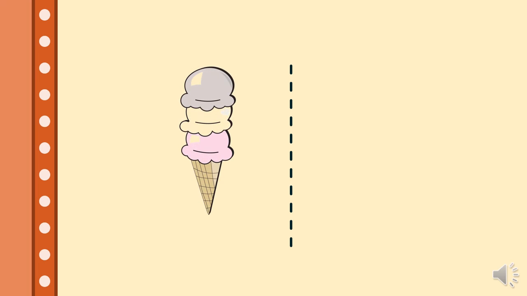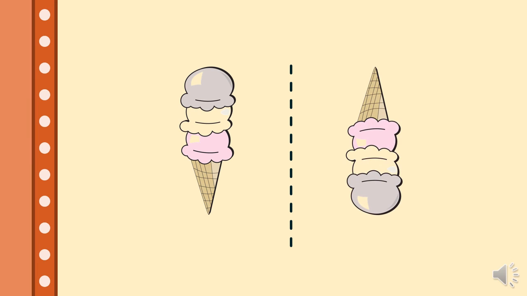Now let's look at number 7. Here you see an ice cream cone. And then you see another ice cream cone. Uh-oh. I'm afraid something's going to happen to that ice cream cone. Did we slide it or flip it or turn it? Write your answer. If you wrote turn, you were correct. That ice cream cone got turned upside down.